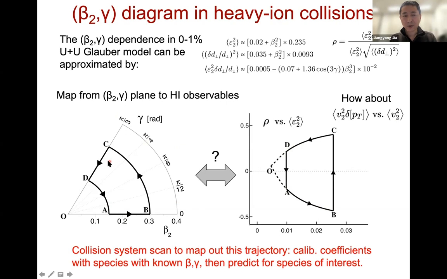And so this really motivates a system scan, right? Because in the structure community, you have systems for which the beta and the gamma are well known, and you can use those systems to calibrate the coefficients. All these coefficients can be calibrated, and then you can use that to make a prediction on the species for which it's very hard to determine the beta and gamma values, and you can just measure the flow by the collision of that system. Once you determine the flow, you just plug in the coefficient. You can make a calculation of the beta and the gamma. So basically, this is something that potentially can be done.